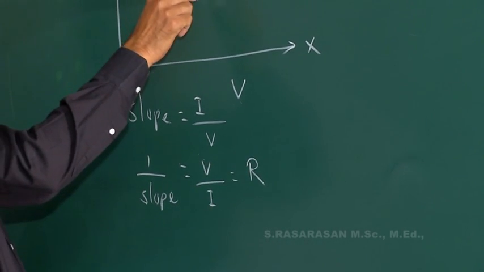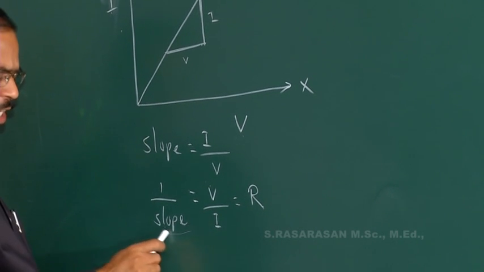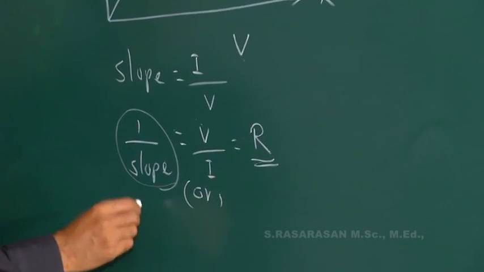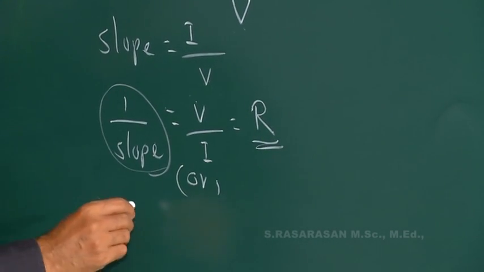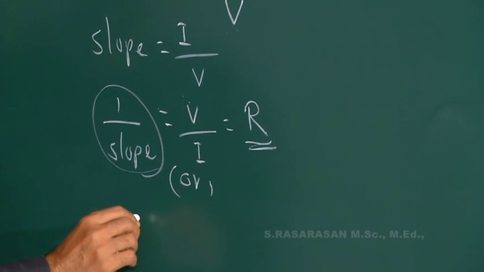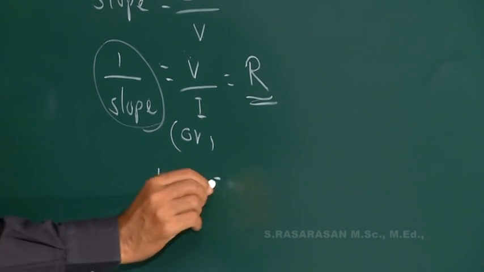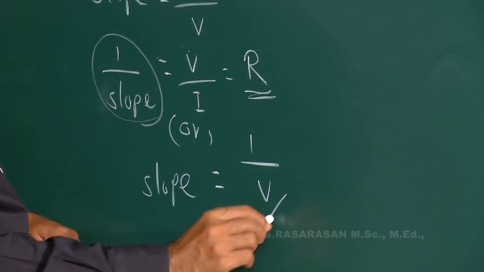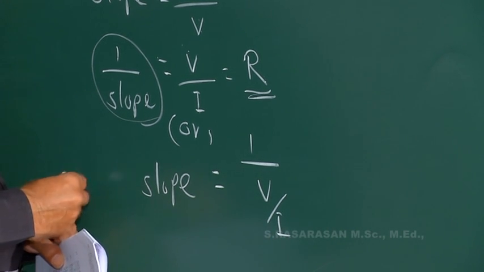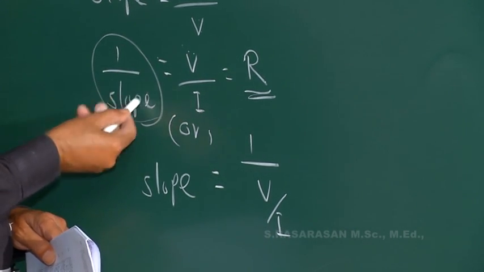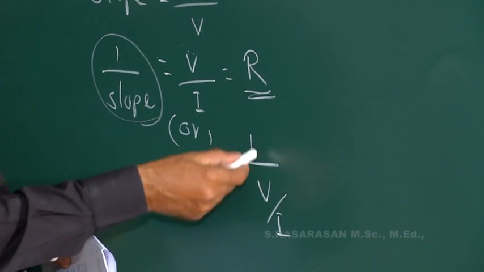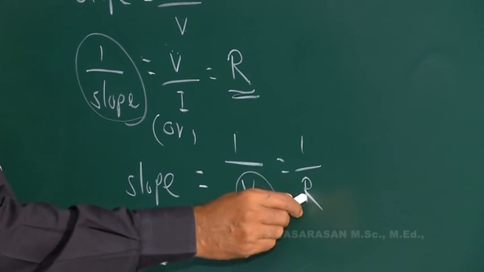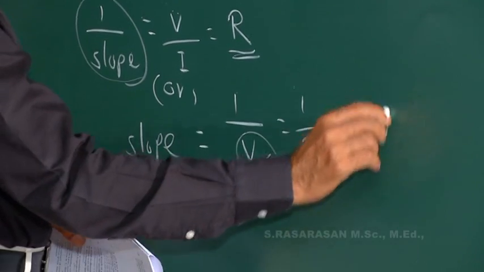So if you take the slope of this straight line, the inverse of the slope gives the resistance. You can write I by V as 1 by V by I. 1 by slope is V by I. So slope is equal to I by V, and I by V is 1 by V by I, and V by I is resistance. 1 by resistance, the reciprocal of resistance, is called conductance.